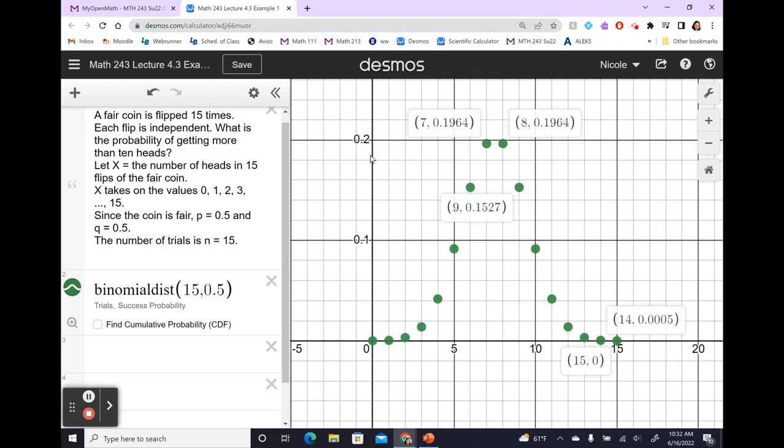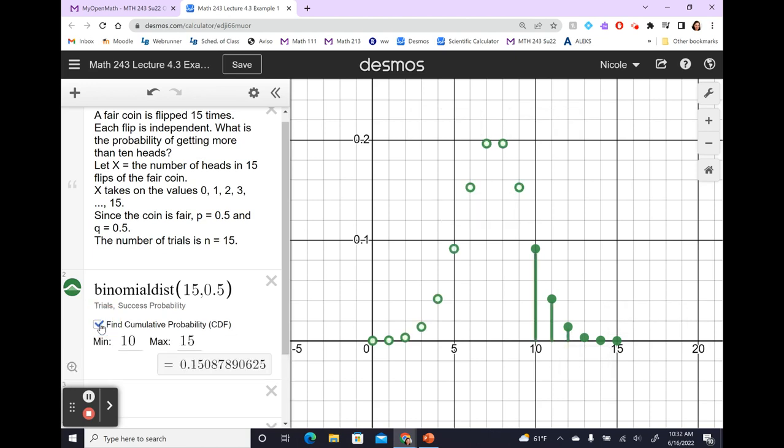Now, what we're asking for here, and a lot of times what we ask for, is not the probability of getting exactly 10 heads. We're asking what's the probability of getting more than 10 heads. So if you want a range of probabilities, we're going to click this box that says find cumulative probability.